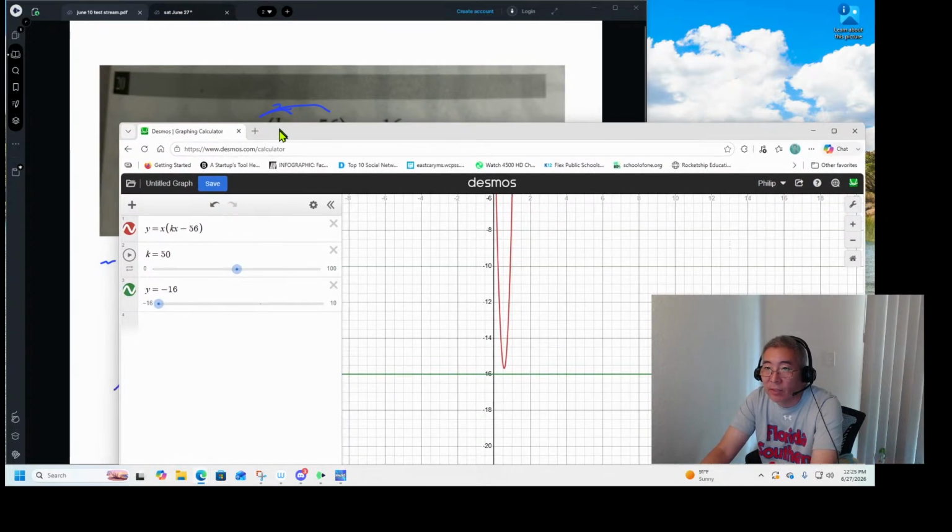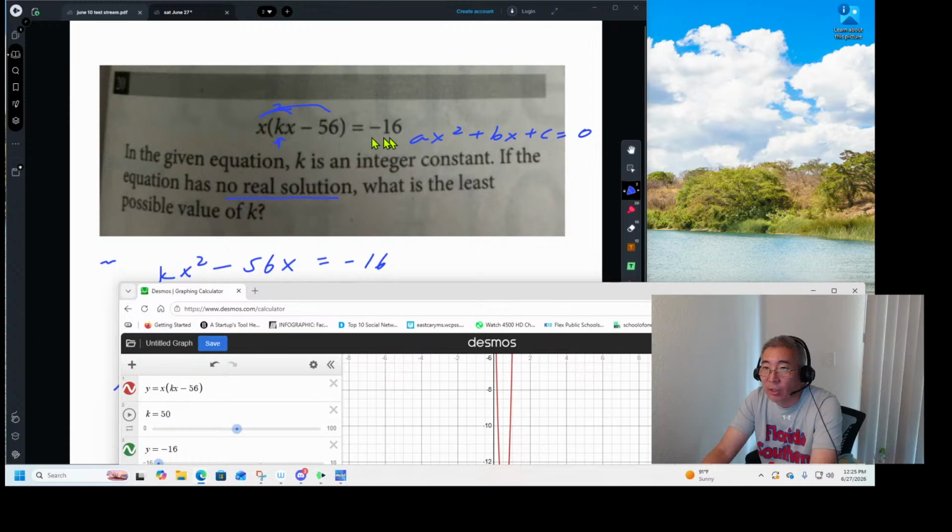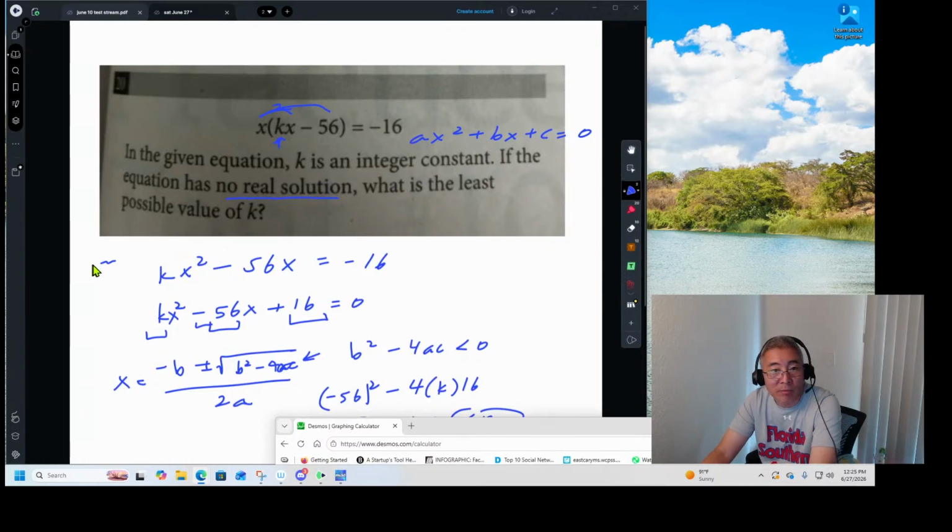Okay, and that's kind of a standard thing. If you have something you want to solve, you put this in as y equals one equation, this is y equals the other equation, and then you just make them intersect or not intersect, etc. Okay, so that's the problem for today.